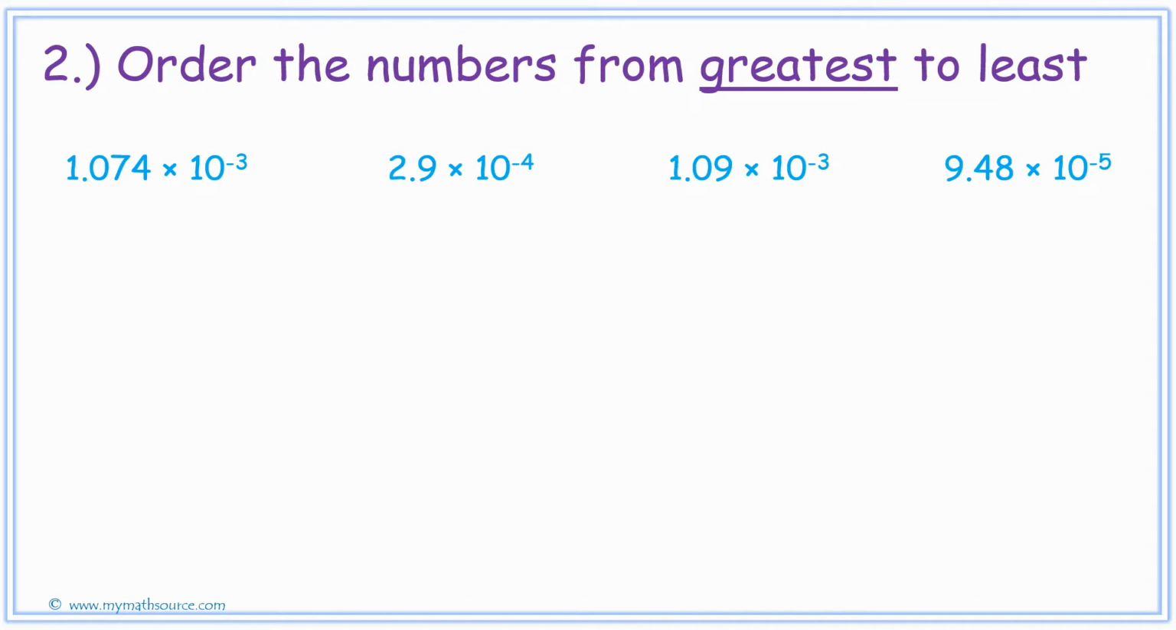In number 2, we want to order the numbers from greatest to least. And with these numbers, we're looking at the decimal numbers. Now sometimes they might ask you to do greatest to least or least to greatest. For these ones, notice that the base 10 have negative powers. Remember, negative powers represent the decimal numbers that are smaller than 1. Sometimes negative numbers can be a bit tricky for some.